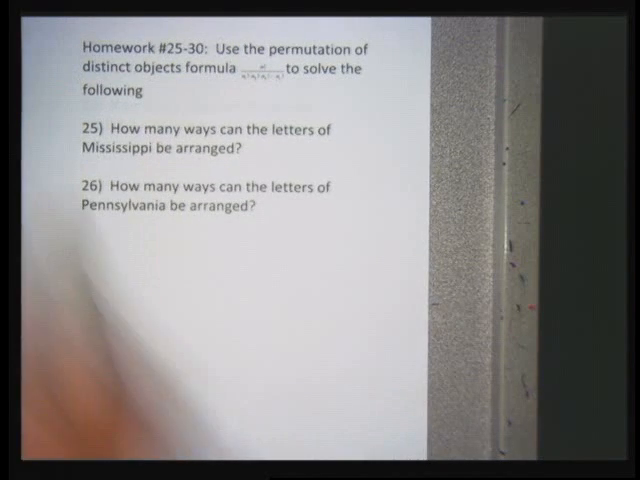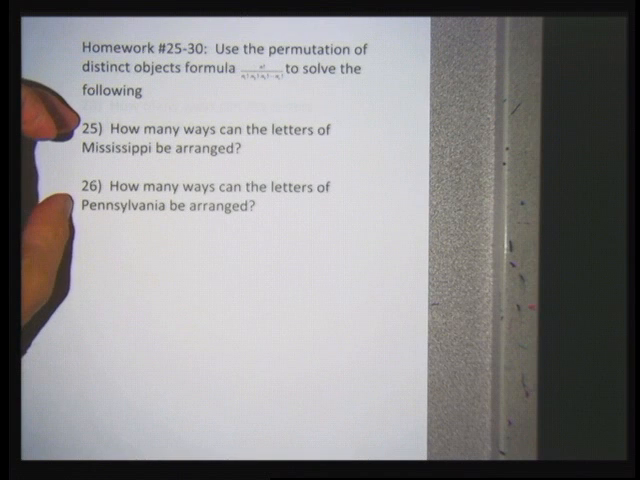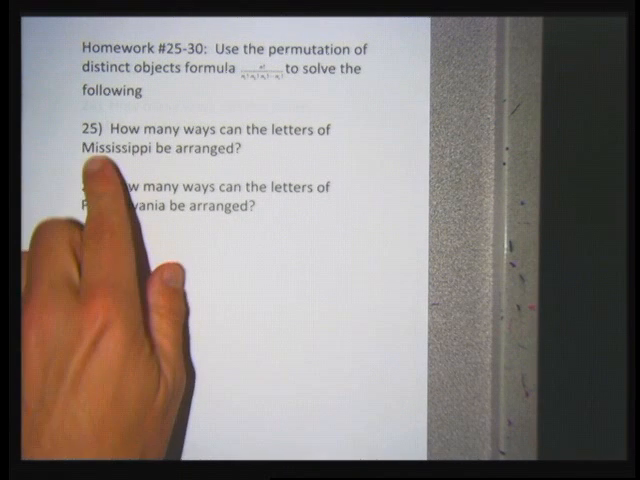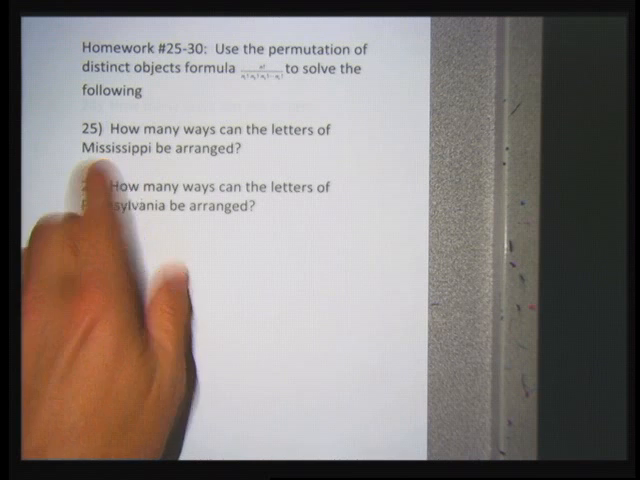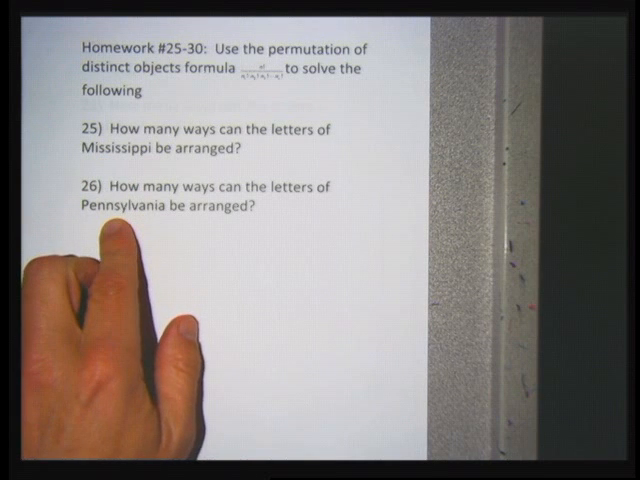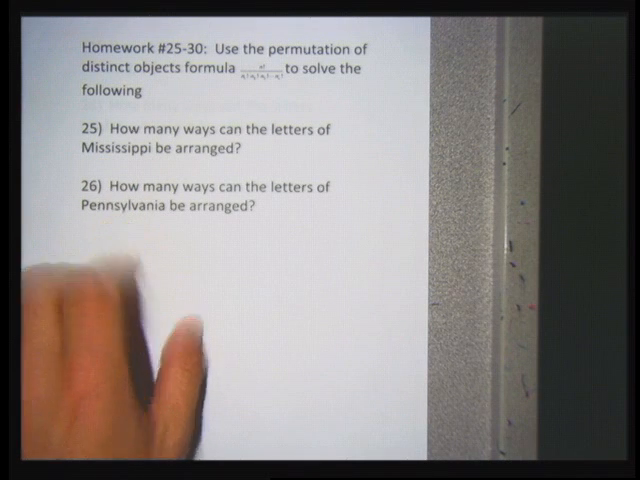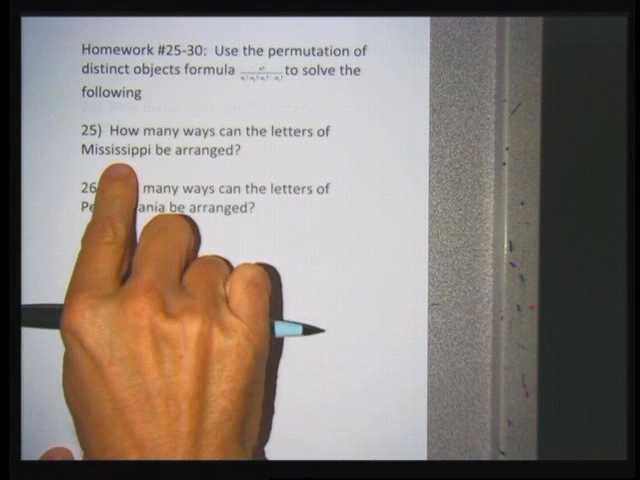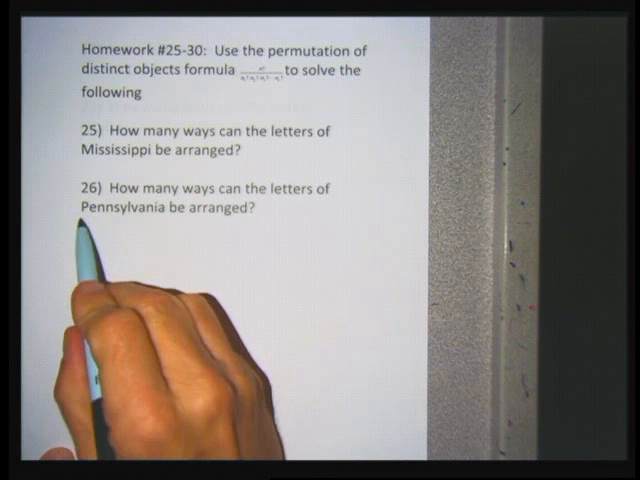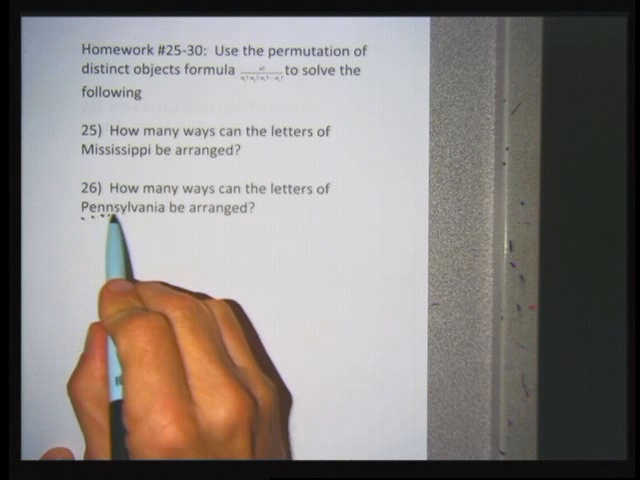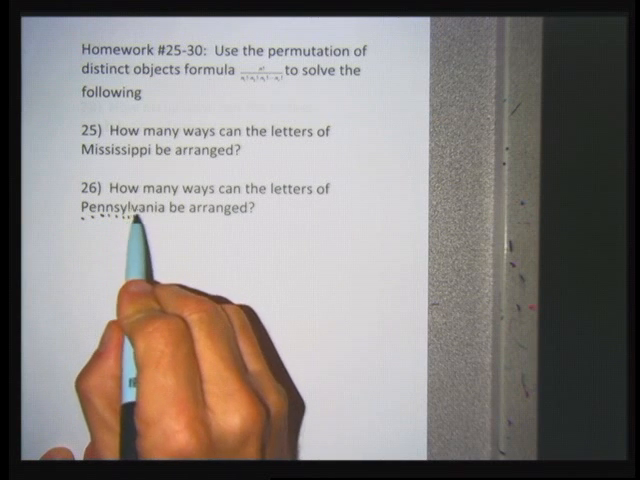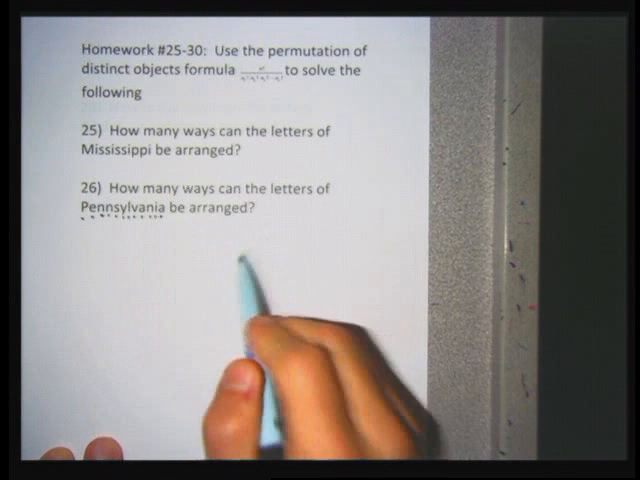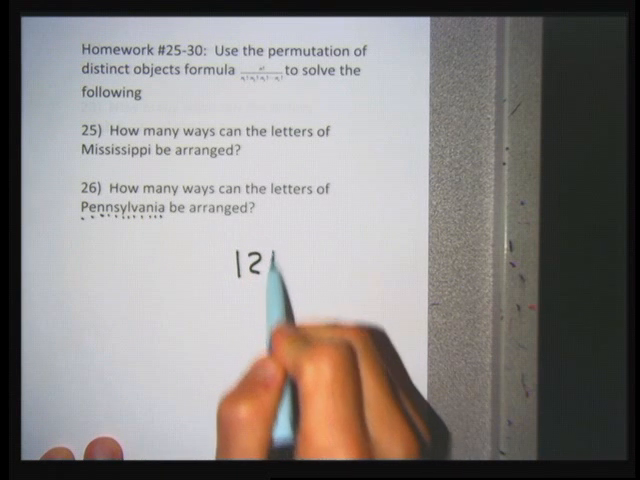Alright, so these are the distinguishable permutation problems. Here, how many ways can the letters in a word be arranged? I have to use the formula. The numerator is going to be the number of letters in the word. So for Mississippi, there's 11 letters. For Pennsylvania, there's 1, 2, 3, 4, 5, 6, 7, 8, 9, 10, 11, 12. So I'm going to have 12 factorial in the numerator.